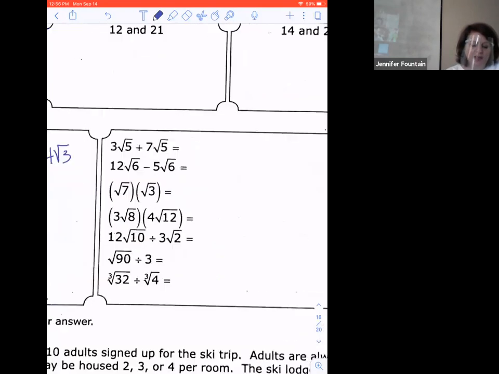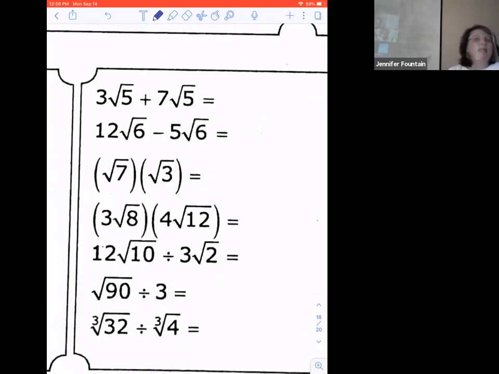Now we are dealing with adding, subtracting, multiplying, and dividing. And so when I add and subtract, my index has to be the same for each problem, and my radicand, that number underneath the radical, has to be the same. So we can see I've got 3 times the square root of 5 plus 7 times the square root of 5. So all we're going to do is add our first digit. So 3 plus 7 is 10. And then we just keep the radical the same.